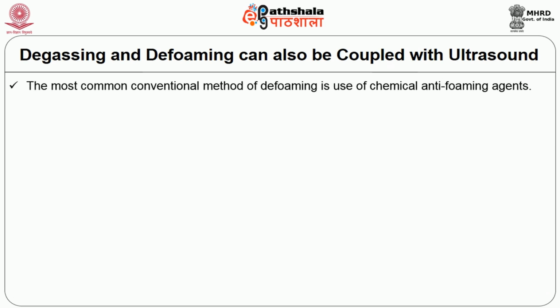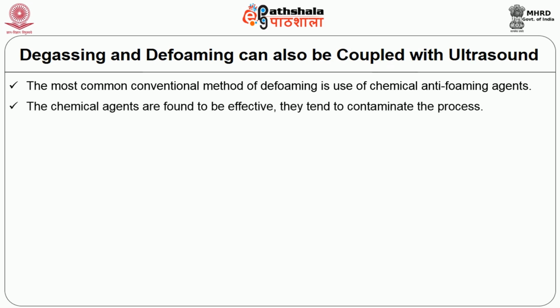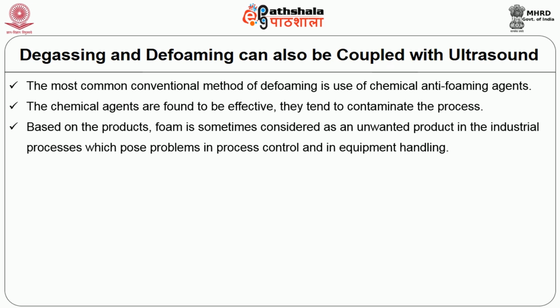The most common conventional method of defoaming is the use of chemical antifoaming agents. Though the chemical agents are found to be effective, they tend to contaminate the process. Based on the products, foam is sometimes considered as an unwanted product in the industrial process, which poses problems in process control and in equipment handling.